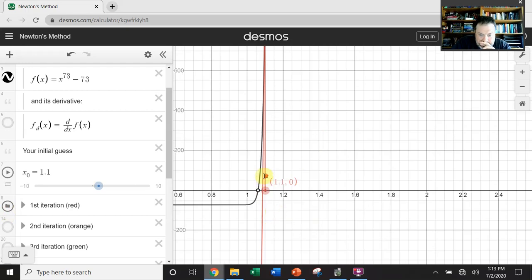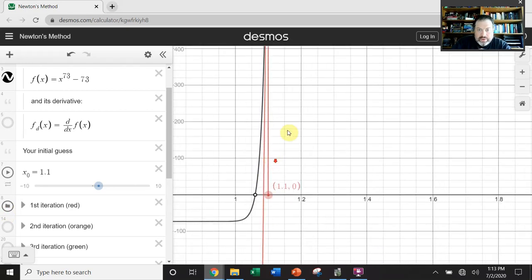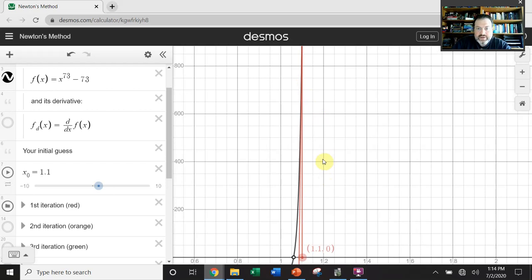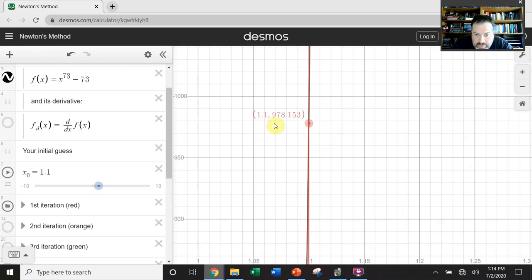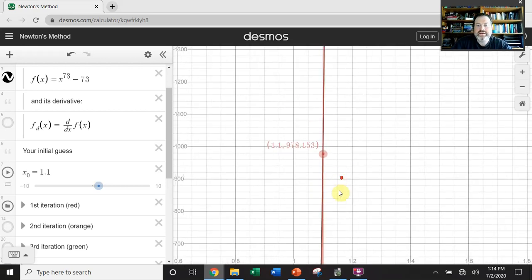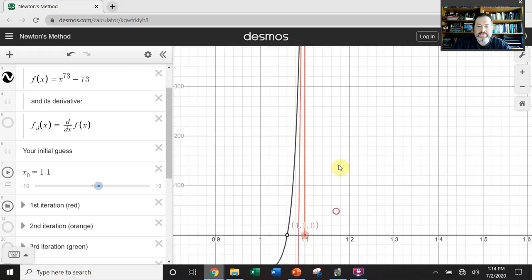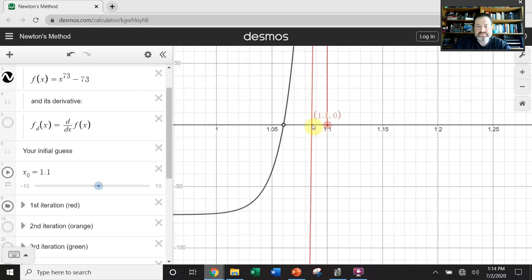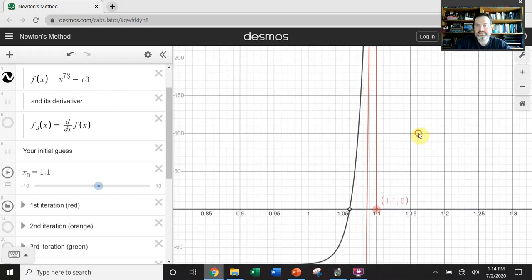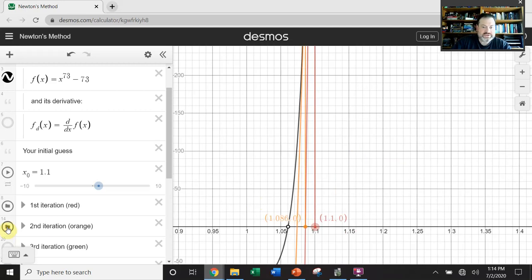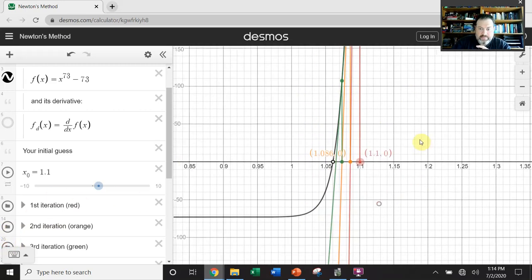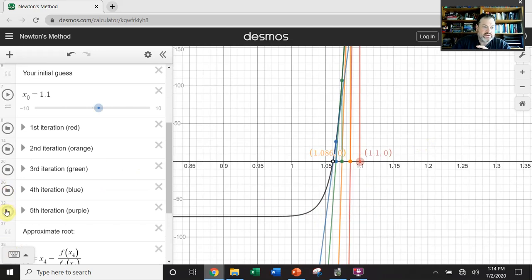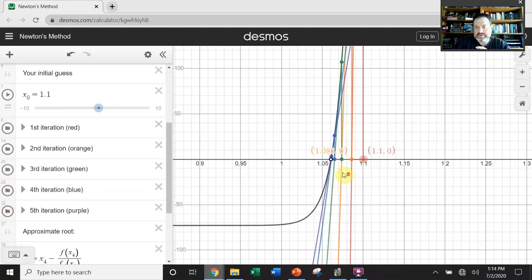And this is what's happening. We're coming up from 1.1 till we hit the graph up here. Right? So it hits at 1.1, 978, 153. Then we're following the tangent line back down to get x2. Right? Now we do this again. So this one's in orange. Go up, hit the graph, come back down. Then we did it again. Go up, hit the graph, come back down. And again, and again, and again. And you can kind of see how it works.